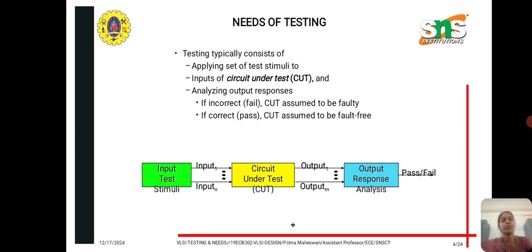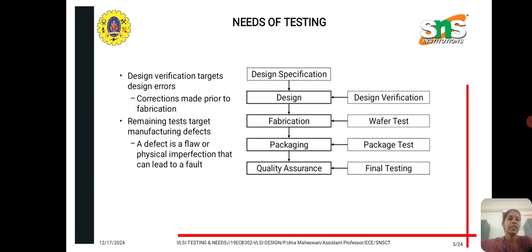The output response is an analysis process. From this analysis process we get the output of whether it is 0 or 1, or pass or fail. So you have to draw this block if the question is on the need of testing, and also the importance of design testing, that is, what design testing is done for. So you have to write this.